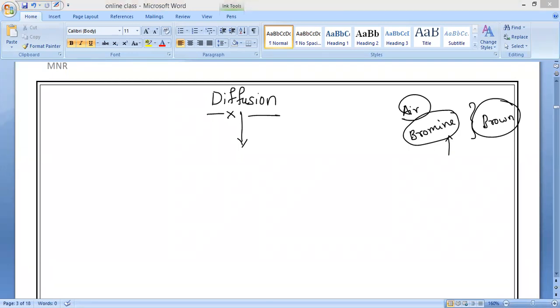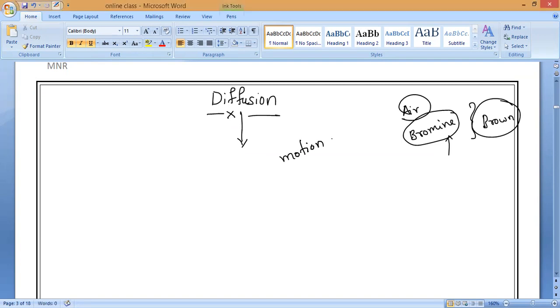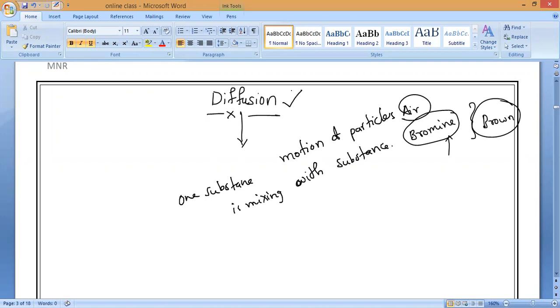Everywhere it is a very important process, even in chemistry and chemical industries. Now, what do we mean by diffusion? You take two different substances. The spreading out and mixing of a substance with another substance, due to what, guys? Due to the motion of the particles. So due to the motion of particles, one substance is mixing with another substance. That is what we call diffusion.